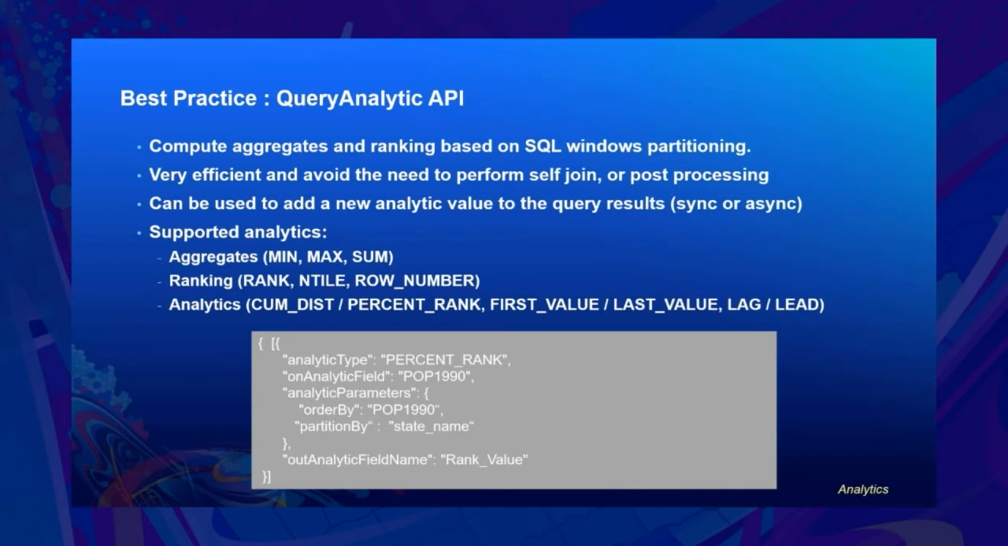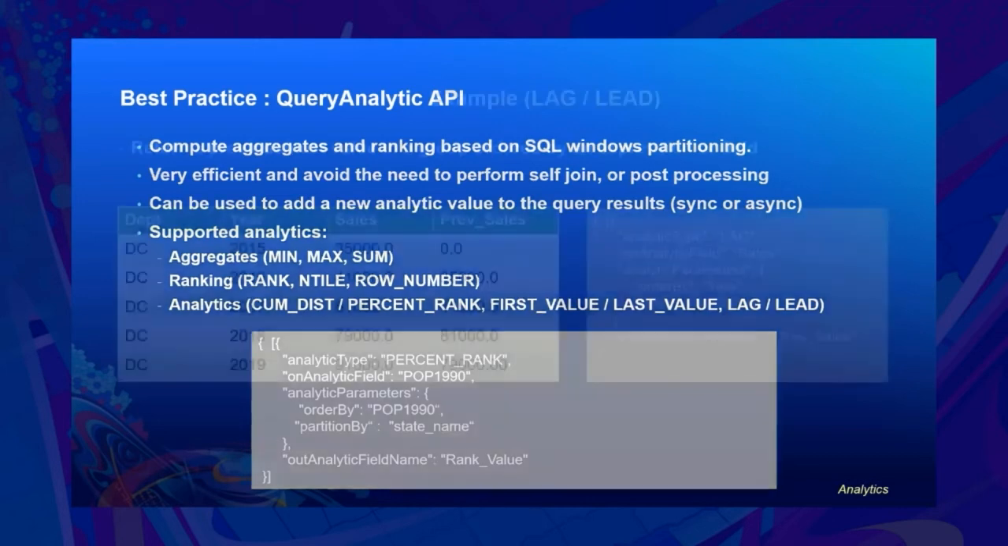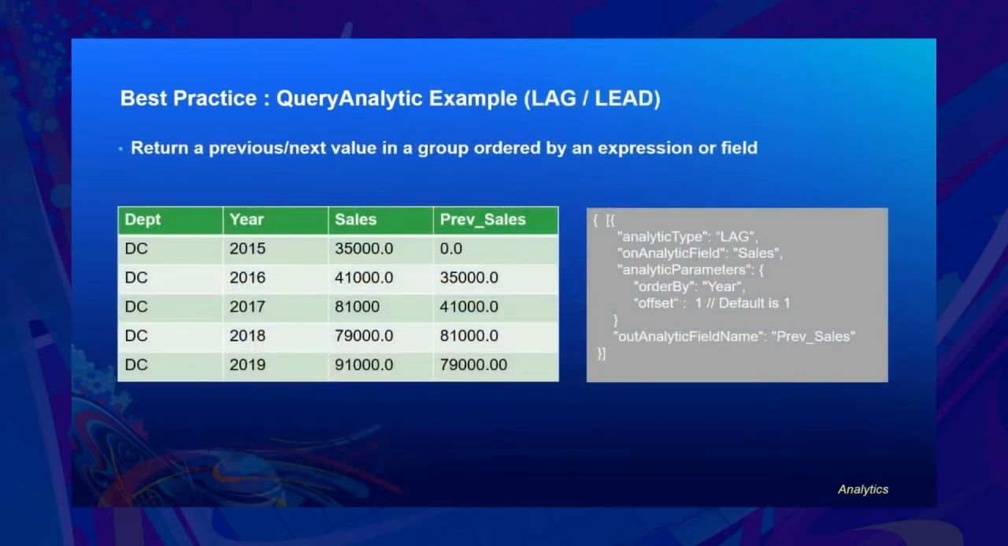In the API, it's straightforward: you define the structure of the out analytics. You define the function that you need to use, the window function that you need to use, the analytics field, and the parameters, and how you want to partition the data, and then you define the output field name. An example is if you want to add a previous sales value for each row ordered by year. Here you can get the sales value of the 2016 year. You can add the previous value, which is from 2015, and for 2017 you want to add the 2016 sales value, and so on. It's straightforward to use the API.